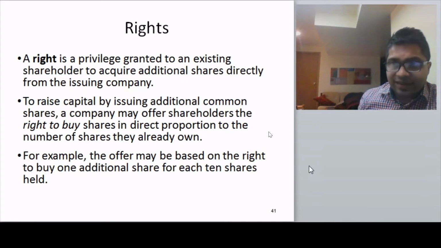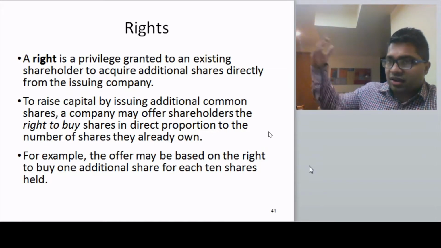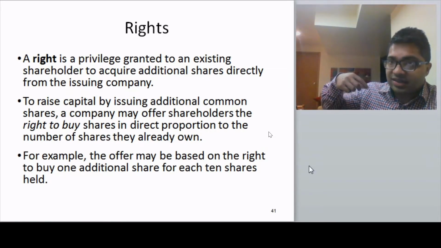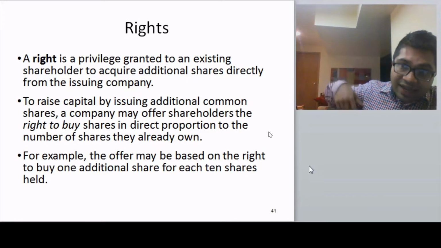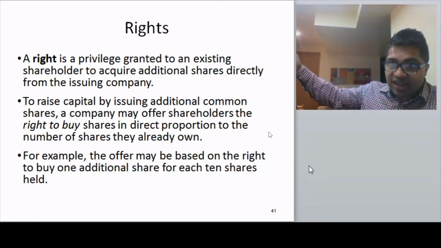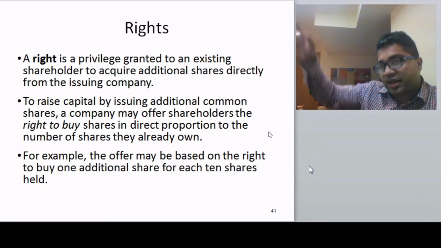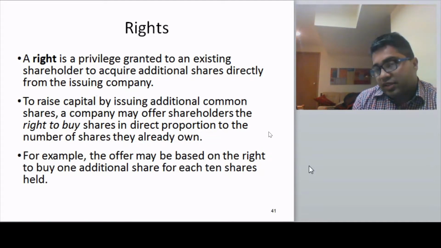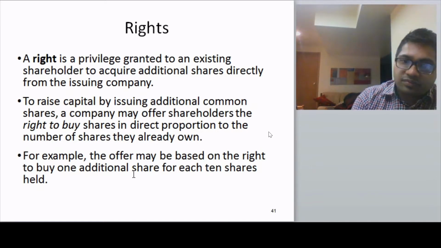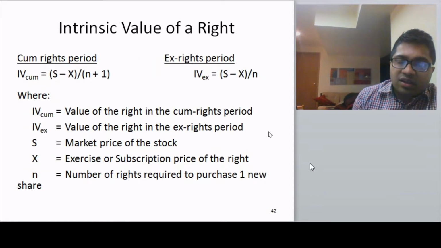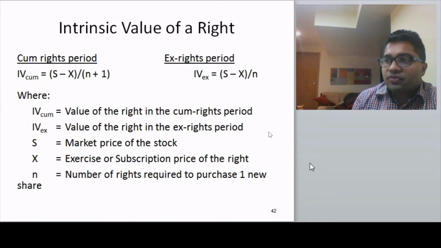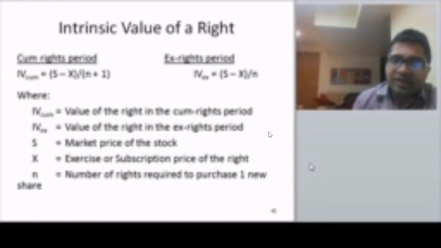So what is a right? If I have certain shares, the company can issue me rights. That is, in future, I can buy the company's share at X price, irrespective of the market price. So it's like a call option. I get the right to buy, but there is no obligation. For example, the offer may be based on the right to buy one additional share for each 10 shares that you have. Again, there is a cum-right period and an ex-right period.